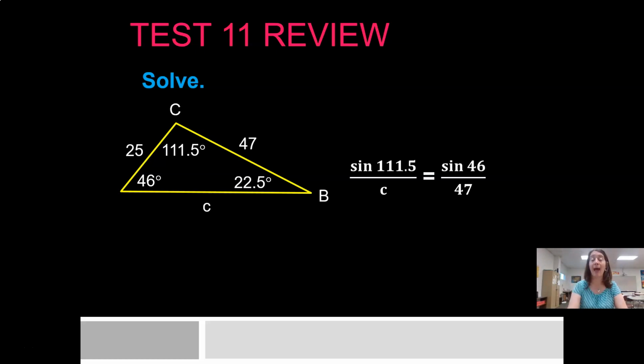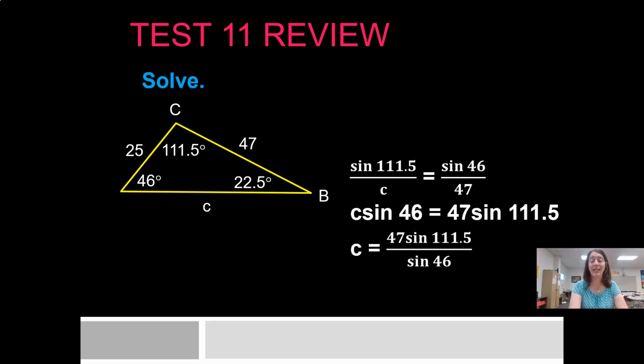There's the pair that we have, the angle and its opposite side. And there's our complete ratio, sine 46 over 47. We now cross multiply, so c sine 46 equals 47 sine 111.5. To get the c by itself, I'm dividing over that sine 46, and that gave me that c was 60.79 in our question.